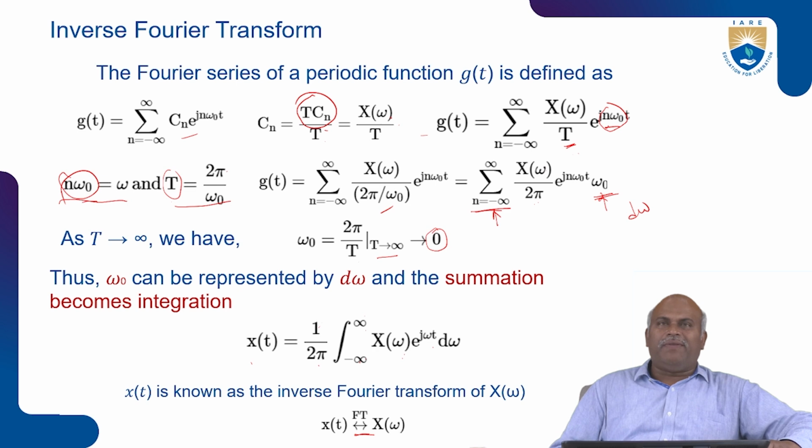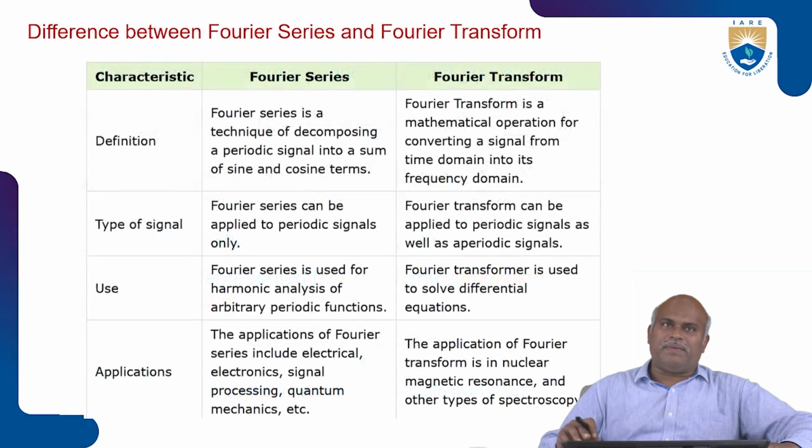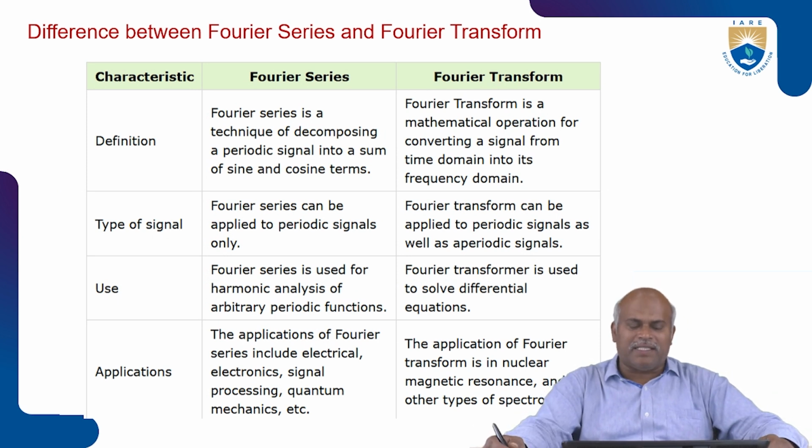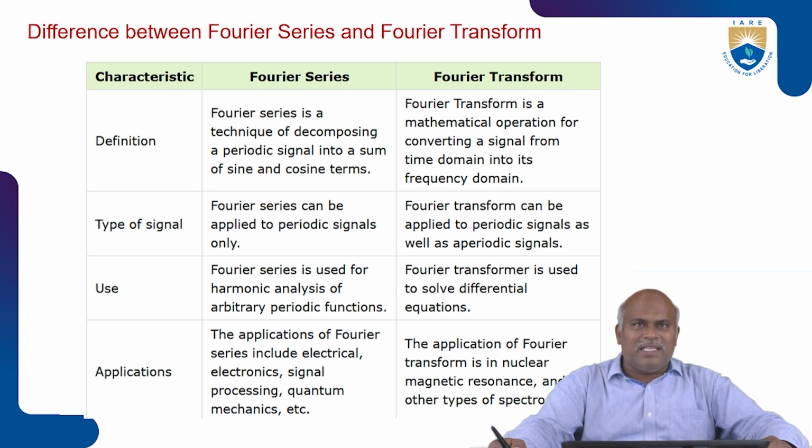Now we go for the difference between the Fourier series and the Fourier transform. First we go for the definition. The Fourier series is a technique of decomposing a periodic signal into the sum of sine and cosine terms. But the Fourier transform is the mathematical operation for converting a signal from the time domain into the frequency domain.